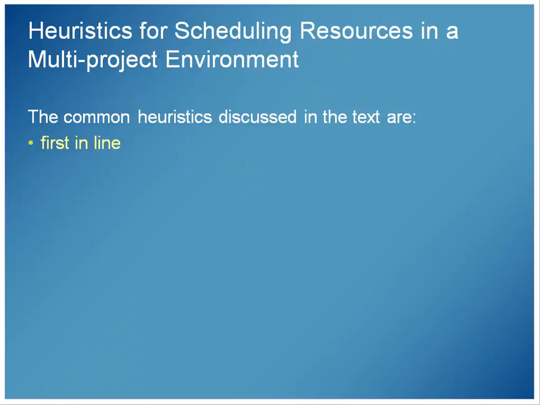The first in line heuristic. This allocates resources based on which project enters the queue first. So first come, first served. We might say it that way, FCFS, first come, first serve. Whatever is in the queue first. This is very fair. There's no biases based on, this project is from so-and-so and he's more important in the company. It's just who comes in first to request resources gets it. The actual dates and lengths of the task are not considered. The source of the activity is not considered.